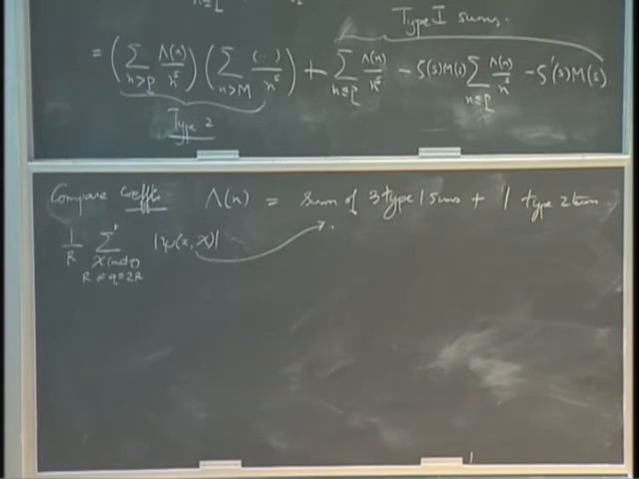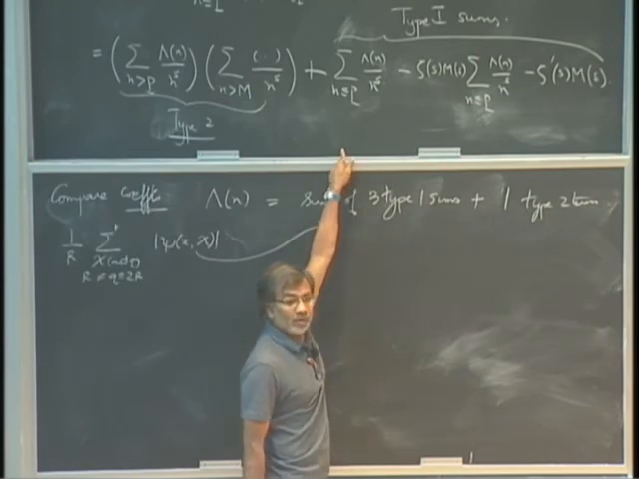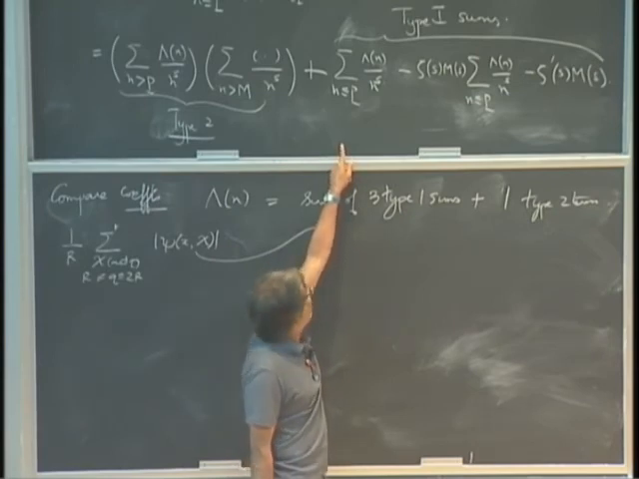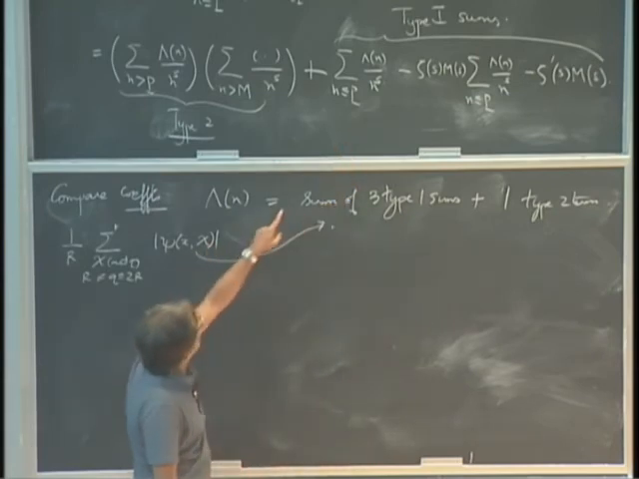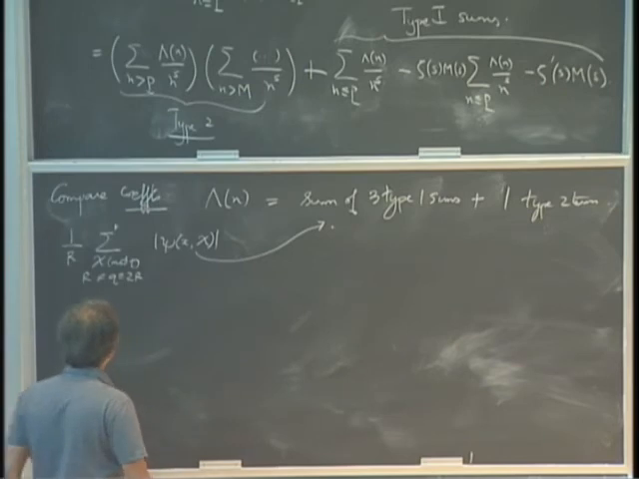So far, so good? So let's start with one of the type 1 sums. Maybe let's start with this easy one, okay? Where the primes going up to x have been replaced by primes going up to p, right? So let's say one of the type 1 sums.